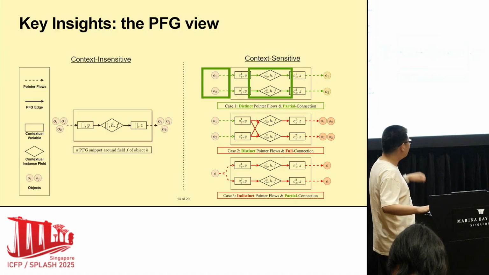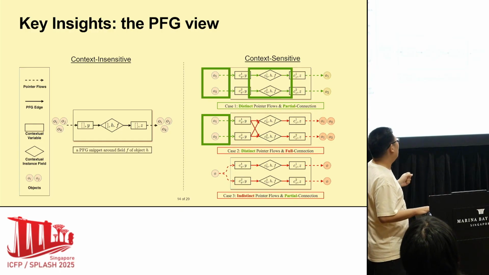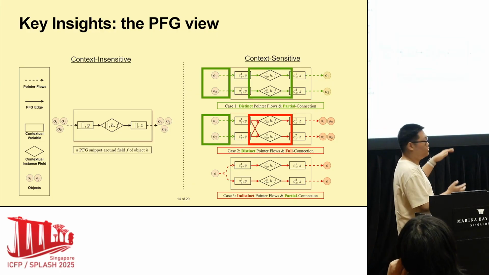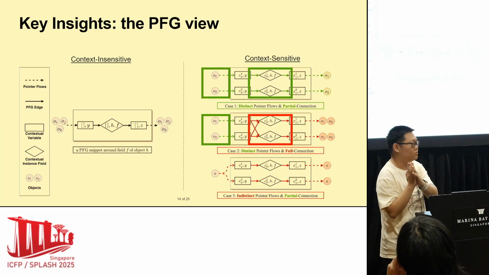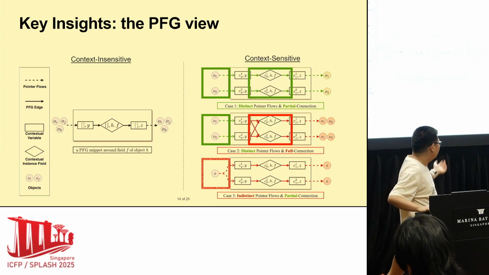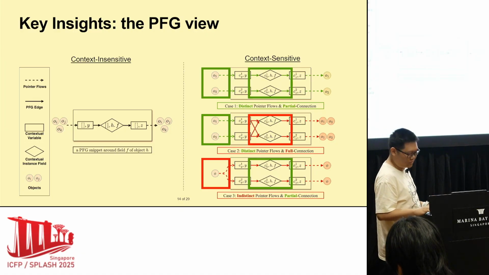But in contrast, in case 2, while we have the same distinct point flows, we also have a full connection before the instance field. So the two distinctive flows merge together after passing through the instance field. And in case 3, we only have one point flow, so making the further differentiation actually unnecessary.